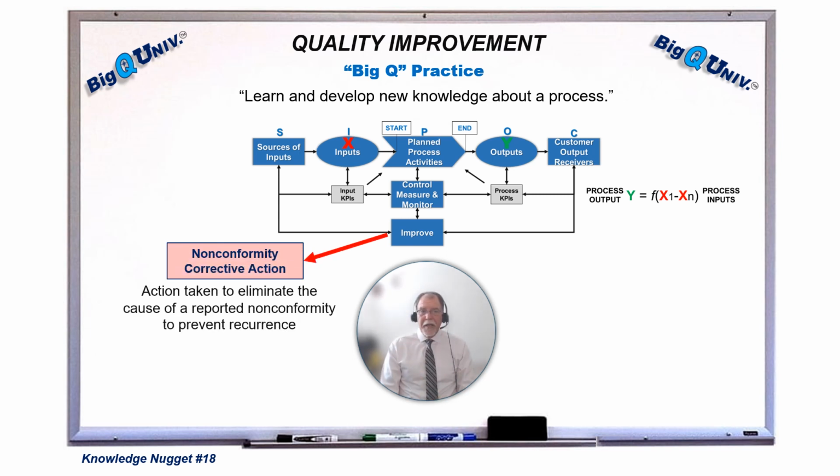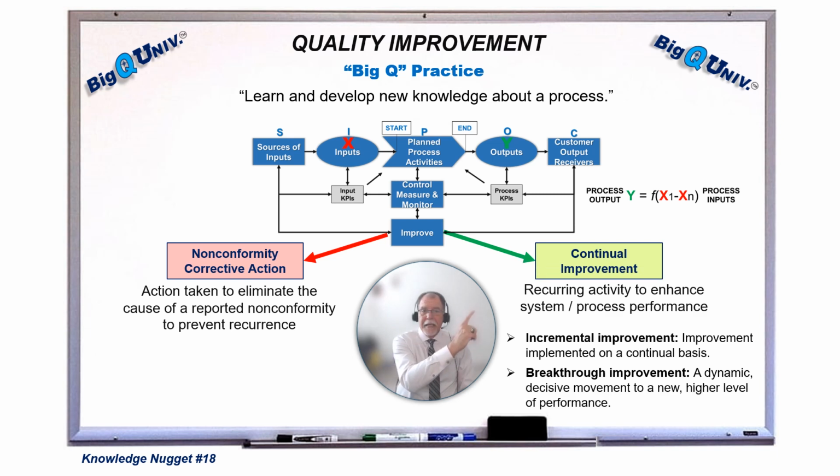The definition of corrective action is action or actions taken to eliminate the cause or causes of a reported nonconformity to prevent recurrence. The other type of improvement is continual improvement. That definition is the recurring activity to enhance system or process performance. And there's two types of continual improvement. There's incremental improvement, improvement implemented on a continual basis, or breakthrough improvement, a dynamic, decisive movement to a new, higher level of performance.